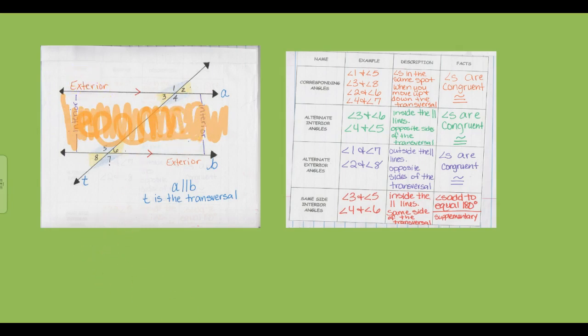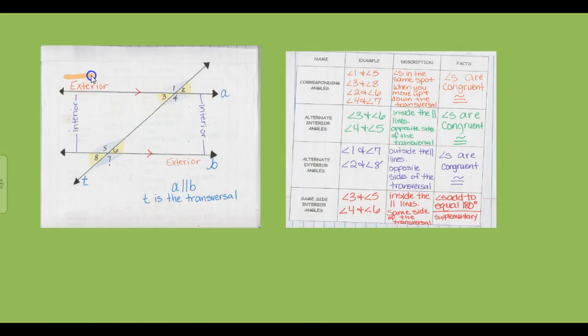If you look at the exterior, everything on the outside, that is your exterior. So everything out here, that's your exterior. So angles 1 and 2, angles 7 and 8 are the only angles involved when we say anything about the exterior. Alternate exterior angles: angle 1 and angle 7, angle 2 and angle 8. They're on opposite sides of the transversal. Alternate. So 1 and 7 would be an angle pair, and 2 and 8 would be an angle pair.